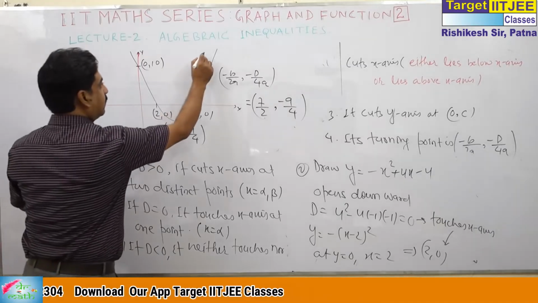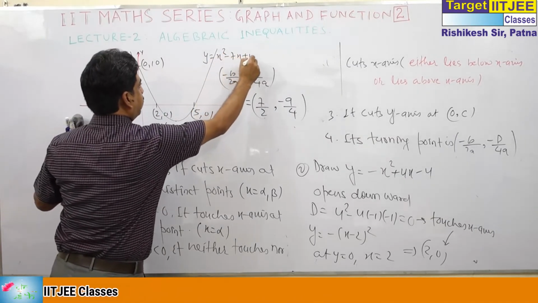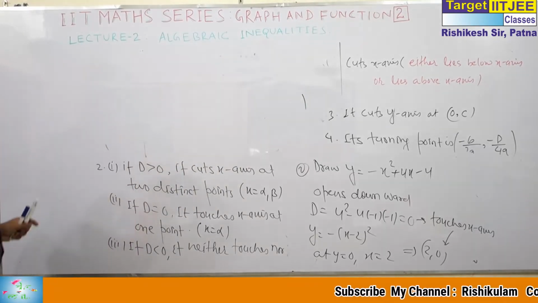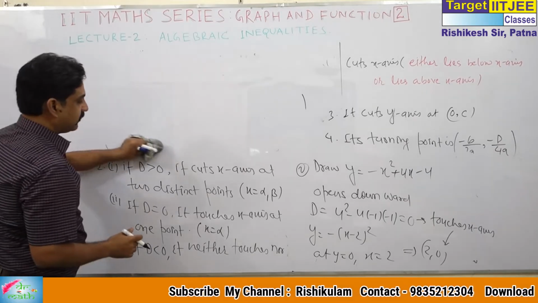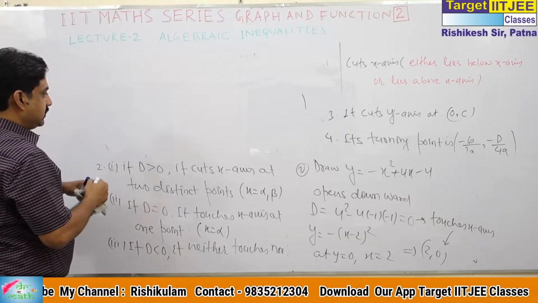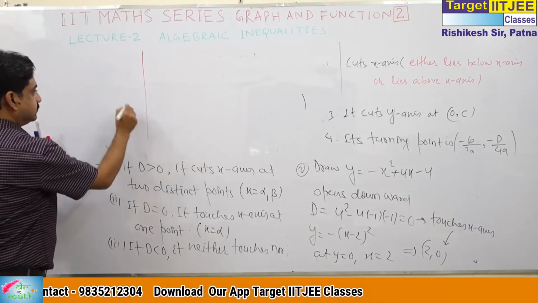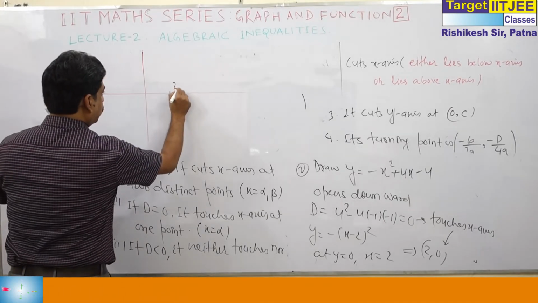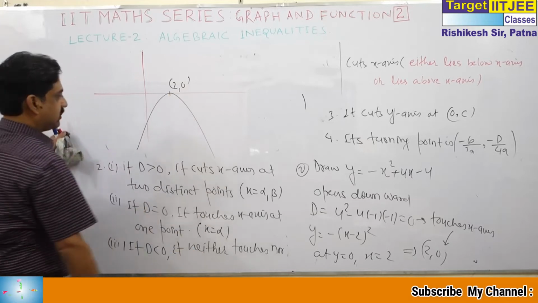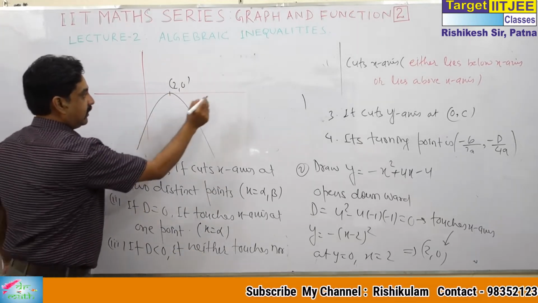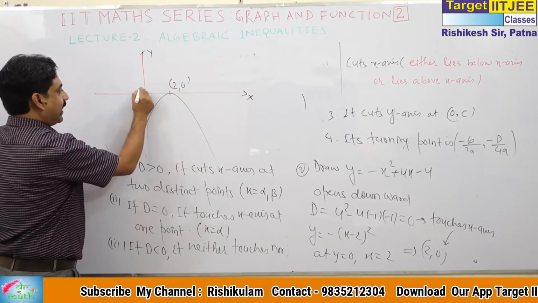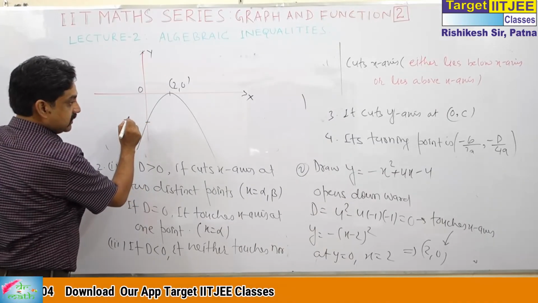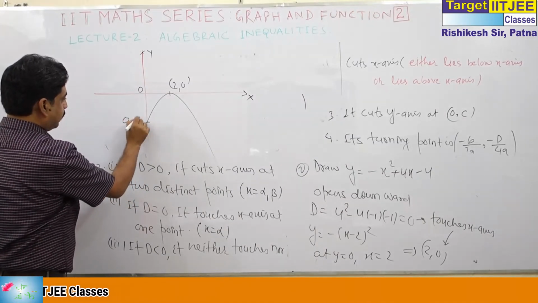Let me draw the graph. This was the graph of this. Now I am doing the graph of this. The graph is, you can say, this is the graph, touching the axis at 2, 0 and opening downward. What is this point? To find this point we put x is equal to 0. At x is equal to 0, y is equal to minus 4. So this is 0, minus 4.